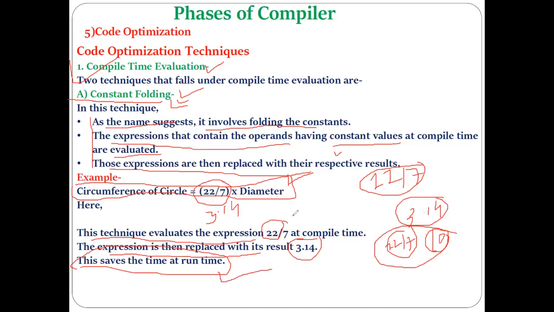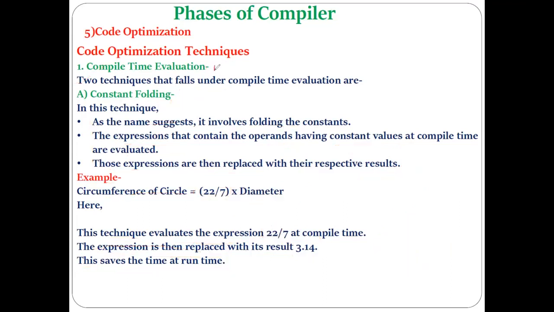And this is nothing but one of the techniques of code optimization. You are making your code run faster as compared with your previous code, without affecting the final meaning of the program. This is the first technique under the category of compile time evaluation, called constant folding. I hope all of you understood this.